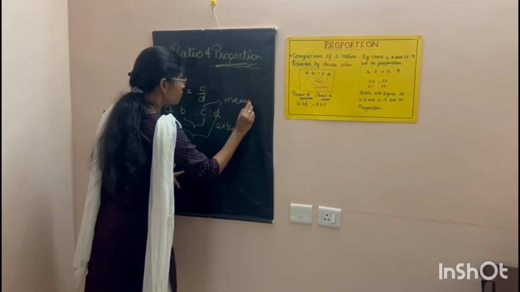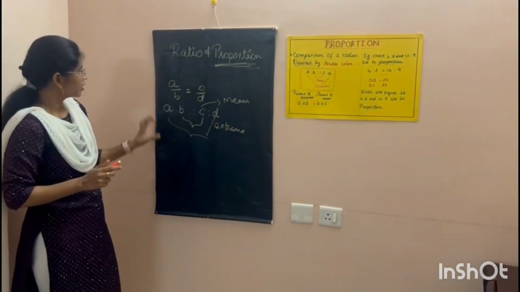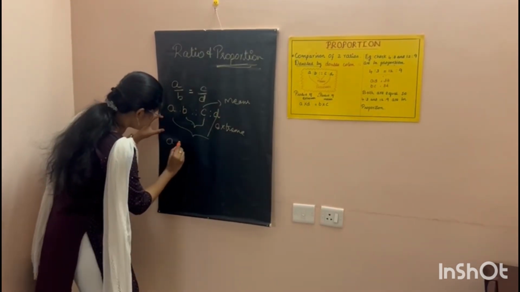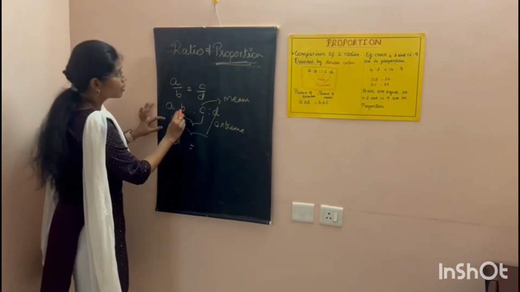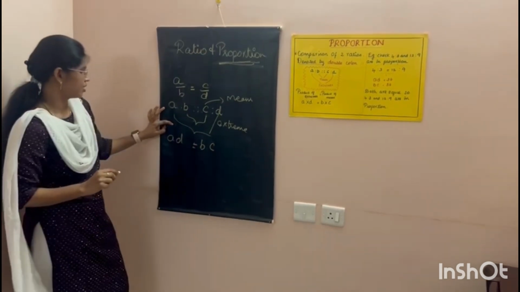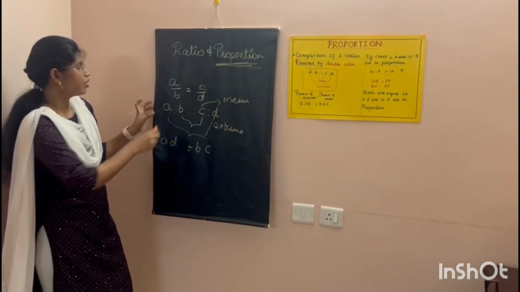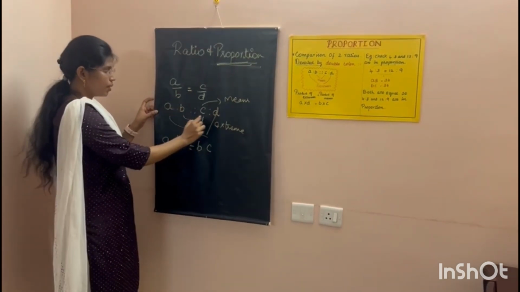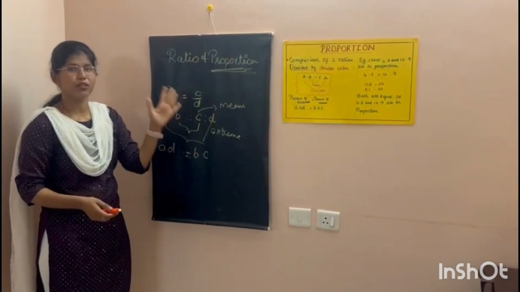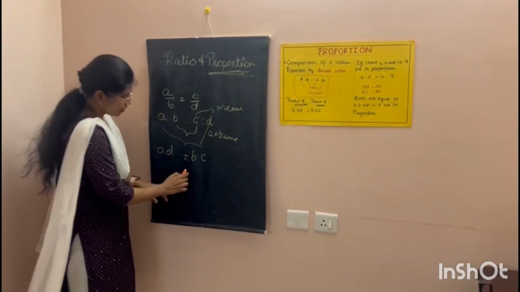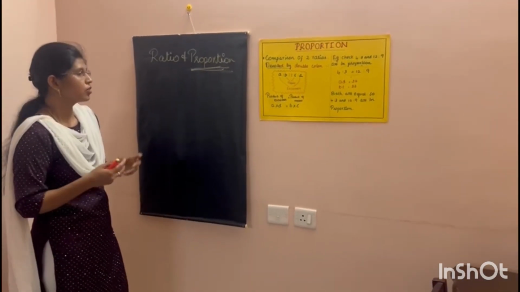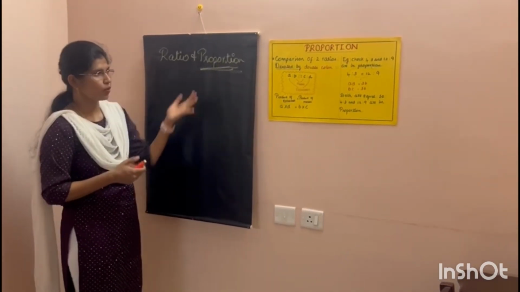The proportion law states that the product of the extremes, that is A into D, is equal to the product of the means, that is AD is equal to B into C. So we multiply both the extremes and both the means. If they are equal, the ratios are proportionate to each other. If they are not equal, the ratios are not proportionate. For better understanding, let's see one example.